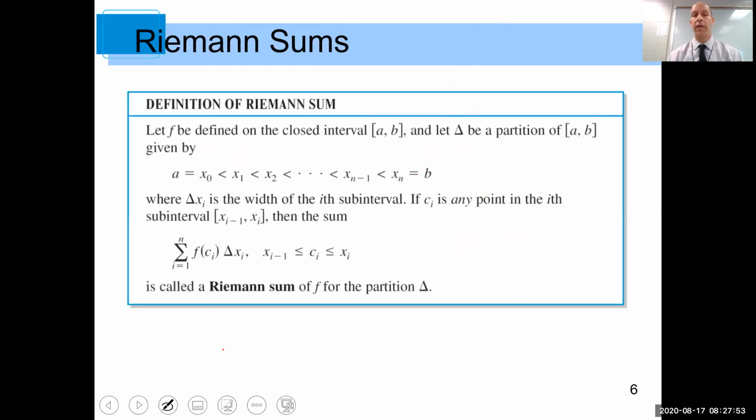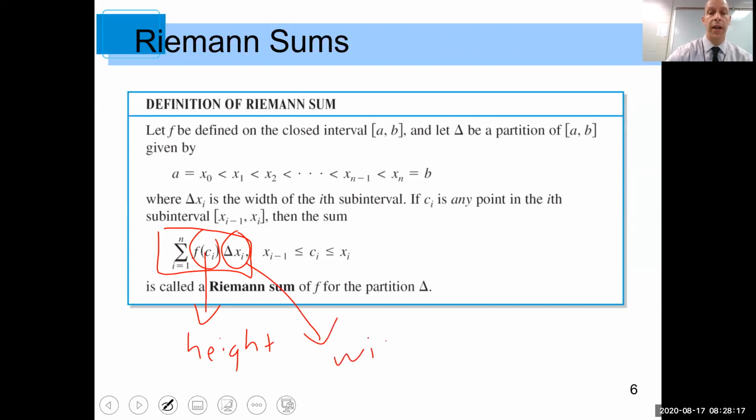Here's our definition of a Riemann sum. I'm not going to read this to you. Again, I want to keep this as short and sweet as possible, but this is our Riemann sum. It is a sum of f of c sub i times delta x sub i. Remember, f of c sub i gives us the height of each rectangle, and delta x sub i gives us the width of each rectangle. Then we can calculate those individual areas and sum them all together.